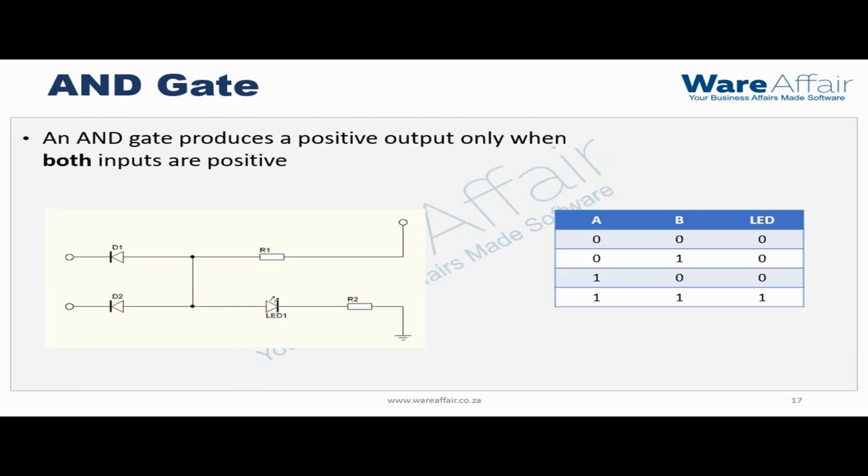On the screen, we have what's known as an AND gate. An AND gate produces a positive output only when both inputs are positive. So the signal applied to D1 and to D2 have to be positive in order for the LED to turn on.